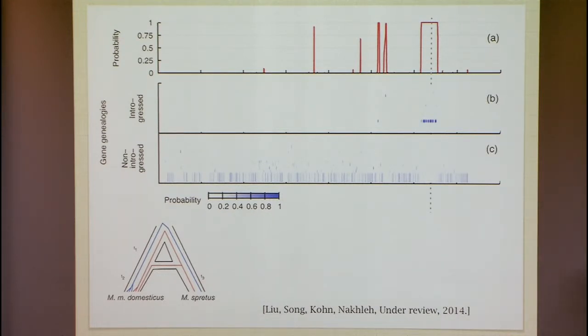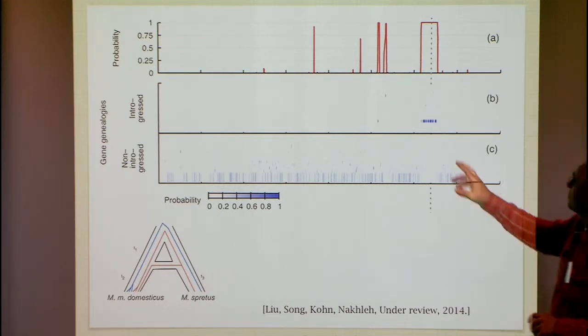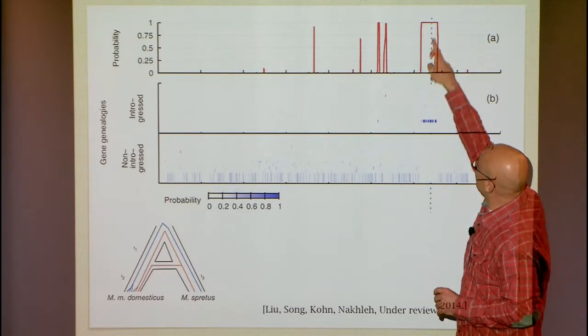These results here show our scan of introgression in chromosome 7 in mouse. And this is the region that's highlighted here, a region where Vkorc1 is.